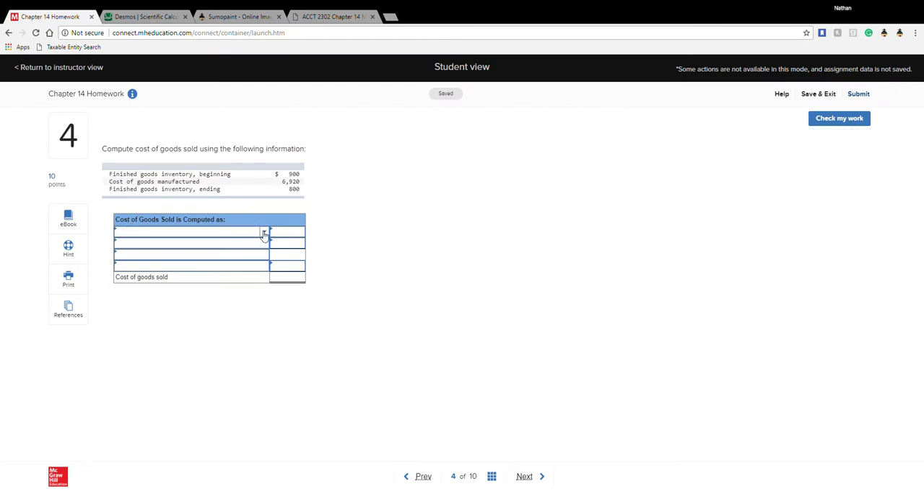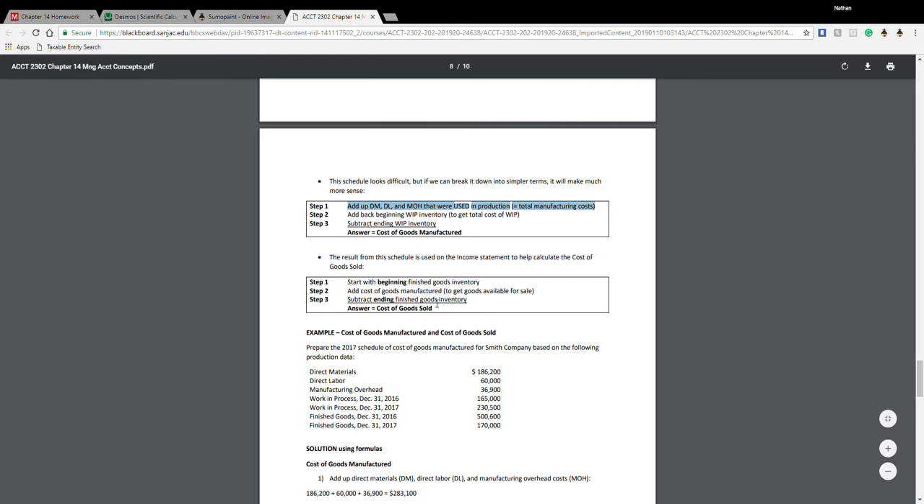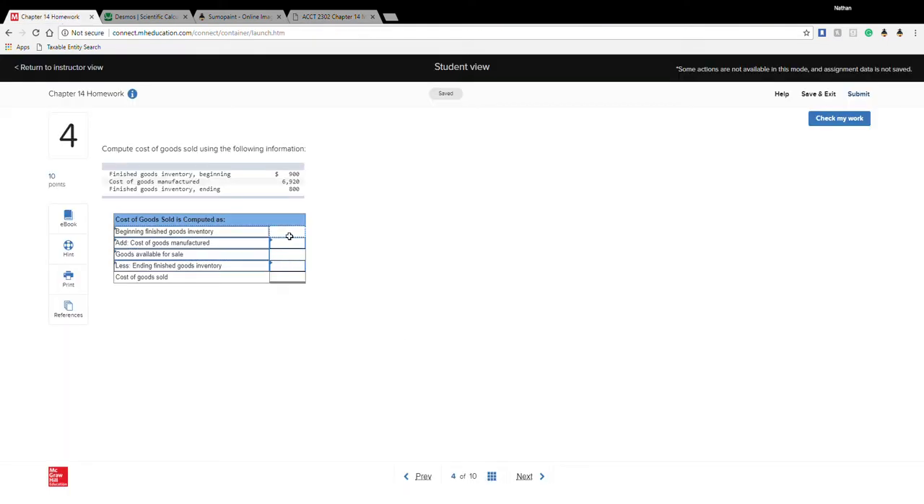So, cost of goods sold. We're going to take our beginning, and we're going to add cost of goods manufactured. And of course, we're going to subtract our ending. Oh, there's another blank. What's this blank? Oh yeah. Now it's goods available for sale. Again, verify right there to get goods available for sale. Notes work good. Always use them.